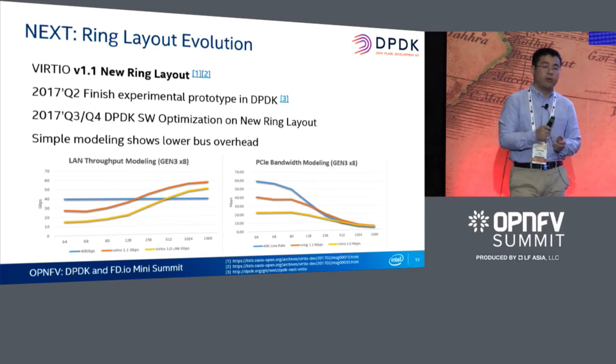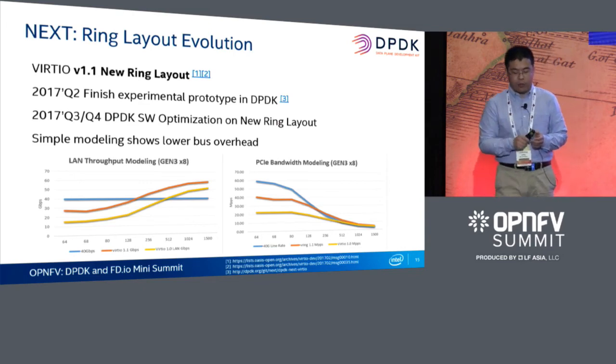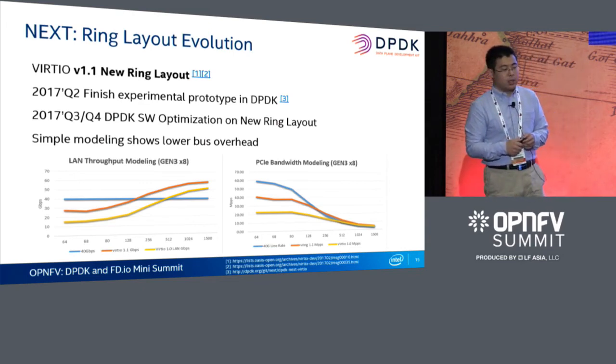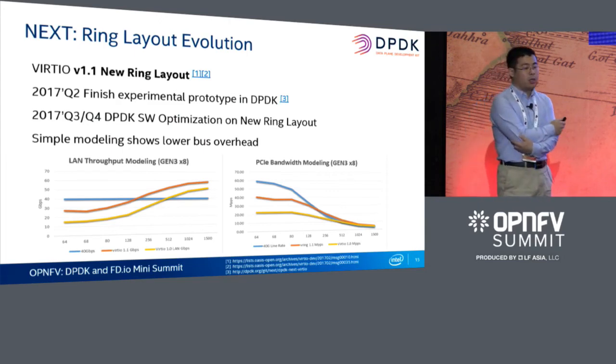So you have a few accesses to the cache. But in the new one, you just have a single ring, which reduces the cache access, so you also reduce the bus utilization if you put the ring and talk with the hardware. So that's an improvement. That is not a small one.